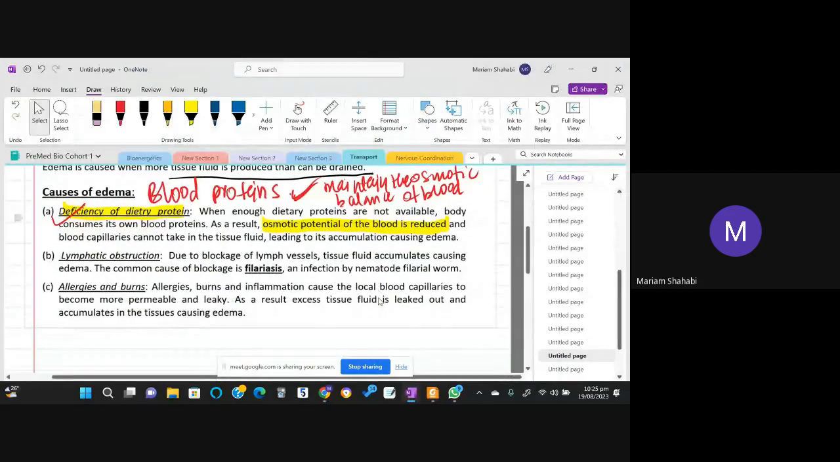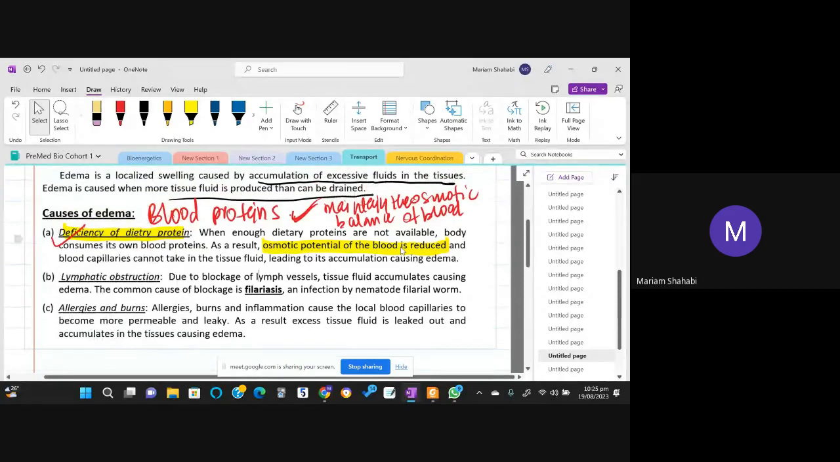So osmotic potential, solute potential, they all mean the same thing. Osmotic potential of the blood will decrease if these blood proteins are also consumed. ठीक है? अब osmotic potential of the blood is reduced का मतलब ये कि the blood has become very thin. Blood is very fluid, very loose. उसकी viscosity कम हो गई, उसकी thickness कम हो गई है blood की. ठीक है? अब blood पानी है. तो blood में जब बहुत सारा पानी है, तो obviously that fluid is going to be drained into the tissues.